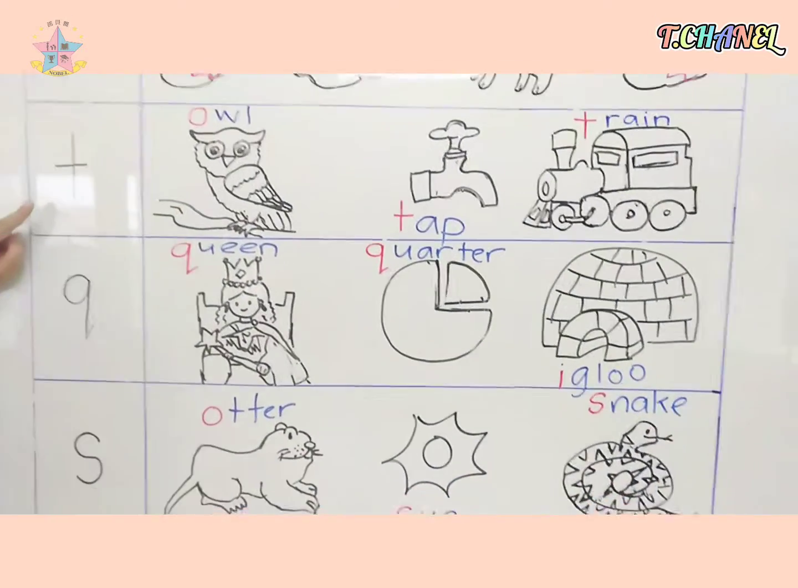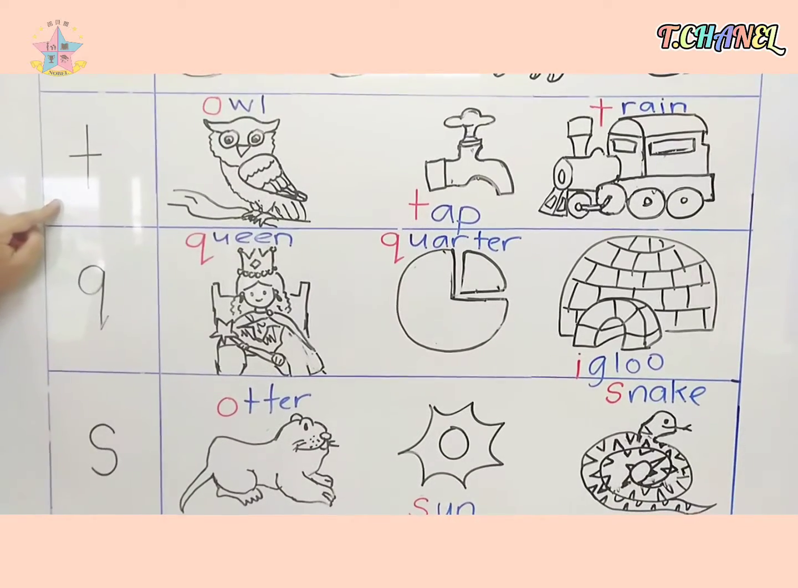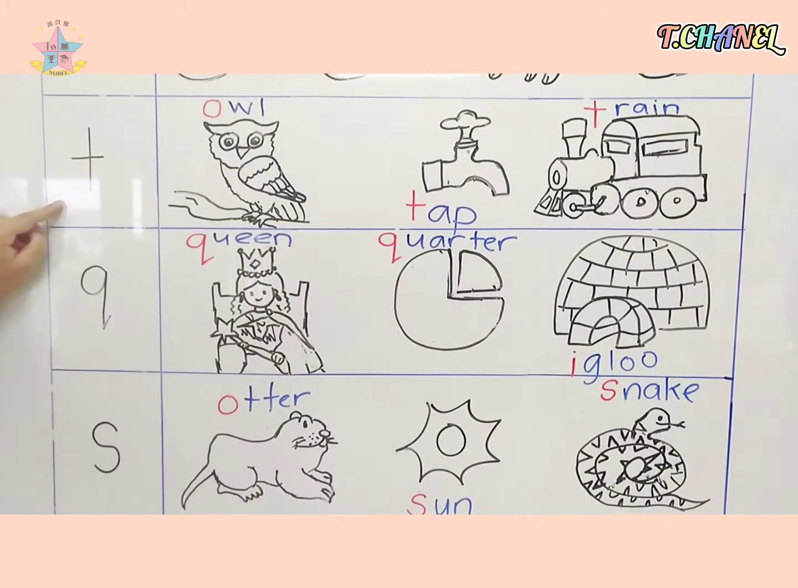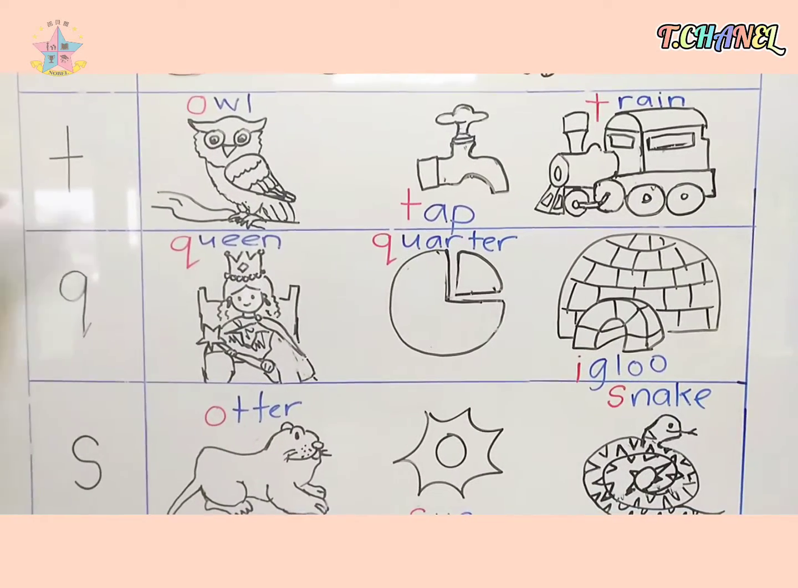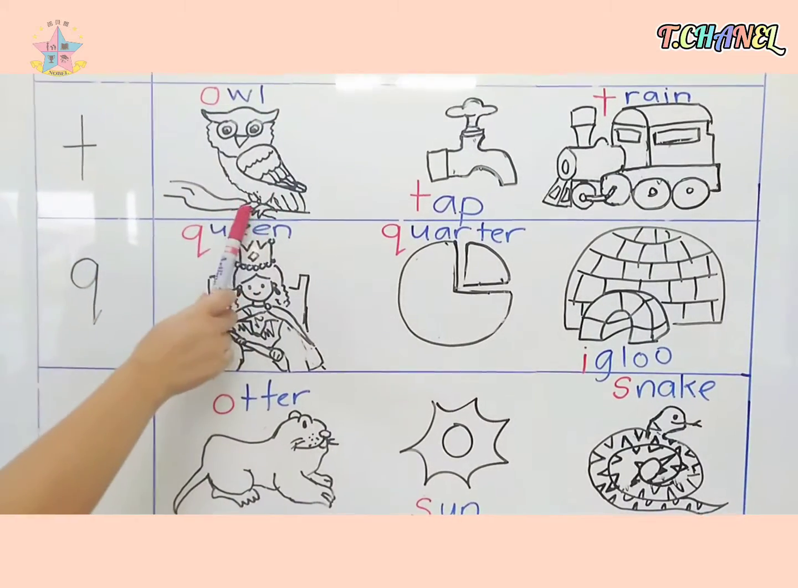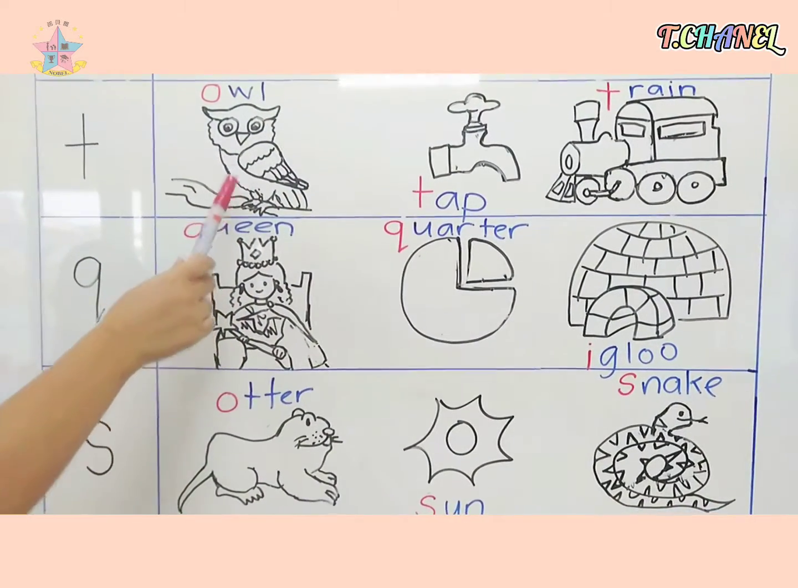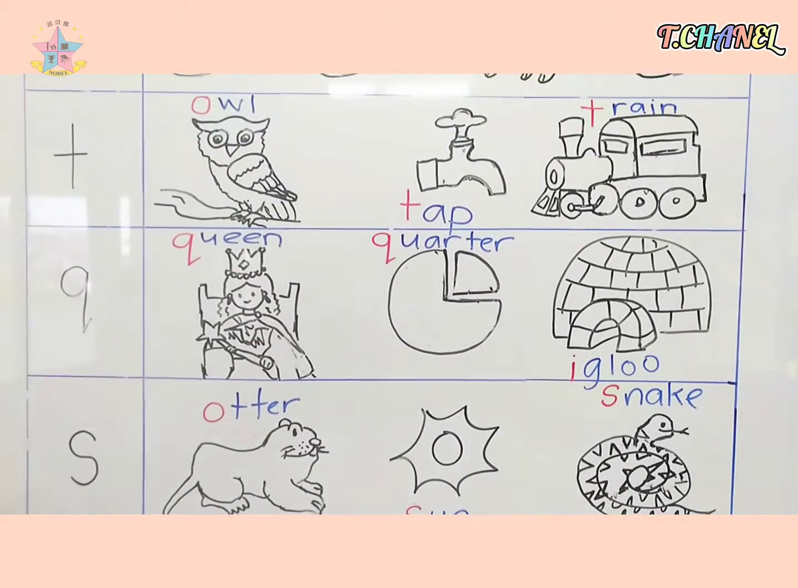Okay, what letter is this? This letter T. What is the sound of T? T, T. Okay, children, what picture is this? This picture of owl. O, owl. Okay, is this letter T?